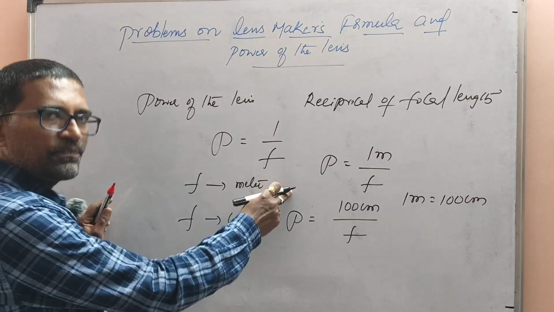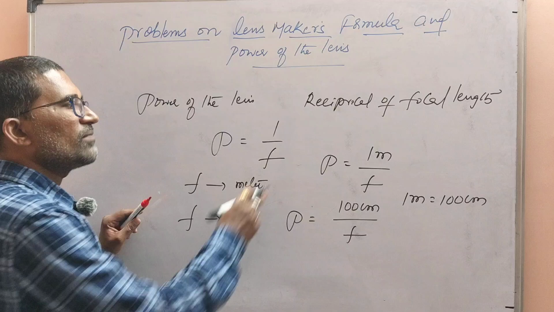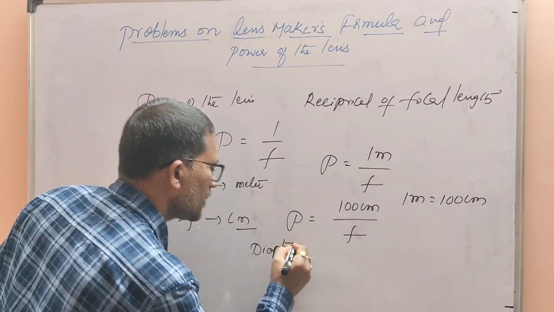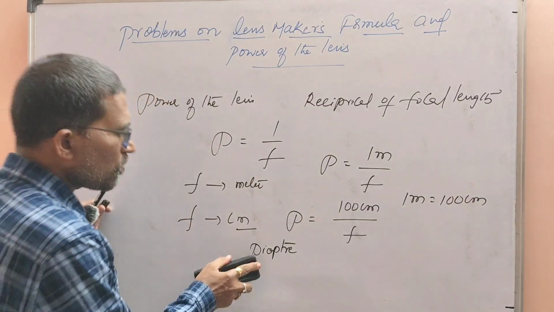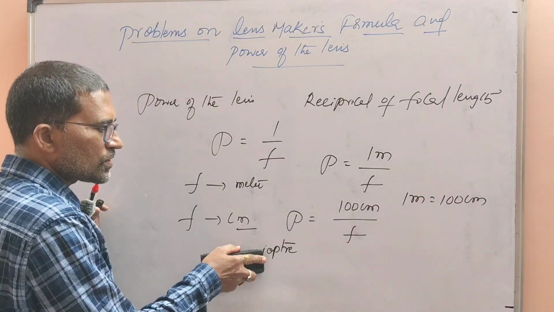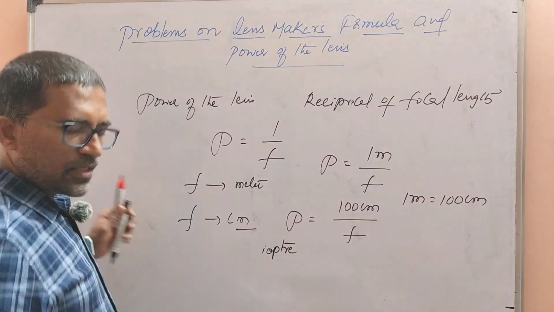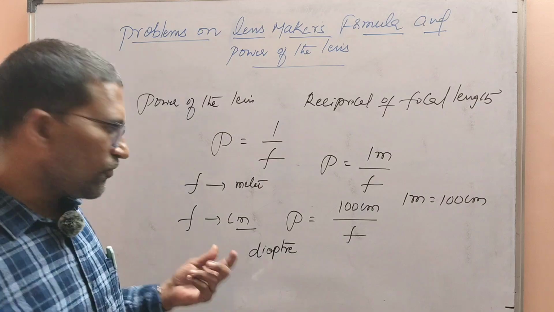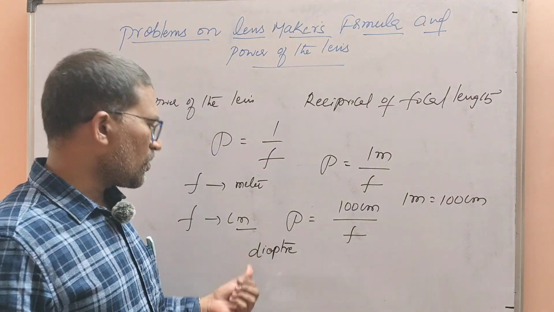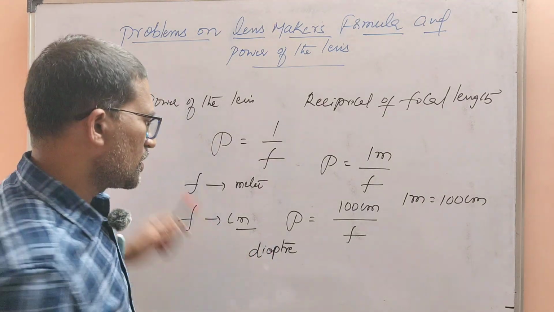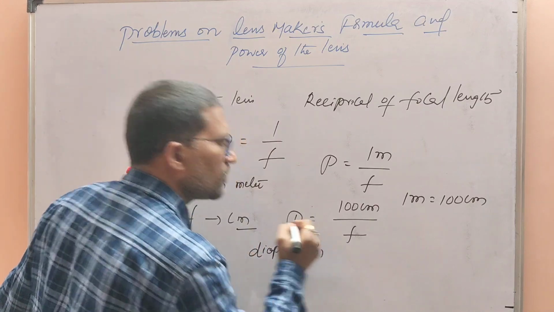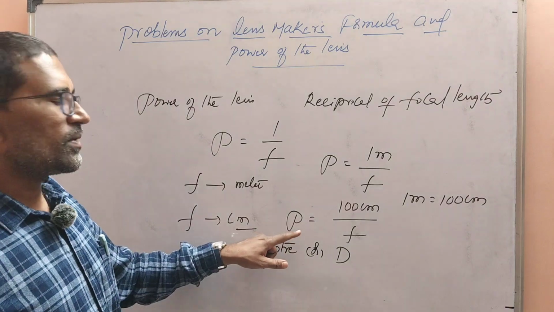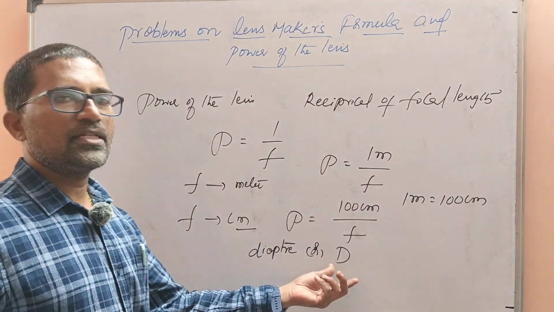And the unit of power of the lens is the diopter. It's better to write small d because there are certain rules to be followed while writing units. If you are writing the full unit name, you should write it with small letters: diopter. If you want to represent the unit symbolically, you can write capital D. The unit of power of the lens is the diopter, or simply we can write D.